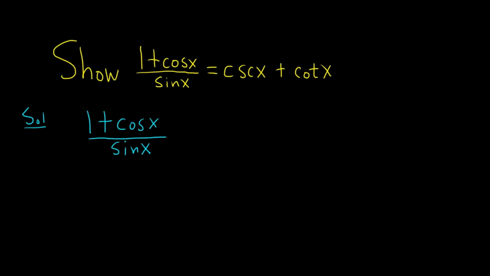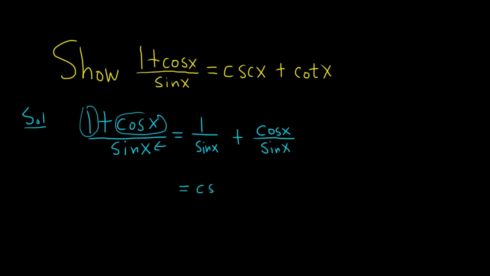So let's go ahead and break this up. This is really 1 over sine x plus cosine x over sine x. 1 over sine x is cosecant x. It's 1 over sine. It's the one that starts with the other letter, but it's not cosine, so it's cosecant. And then cosine over sine is cotangent x. And that's it. We started with one side and we showed it's equal to the other side.